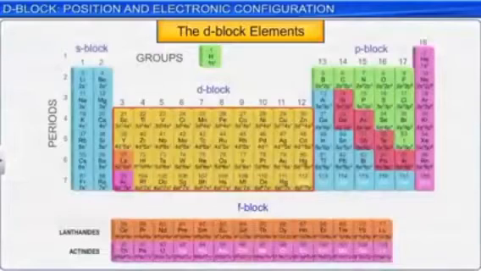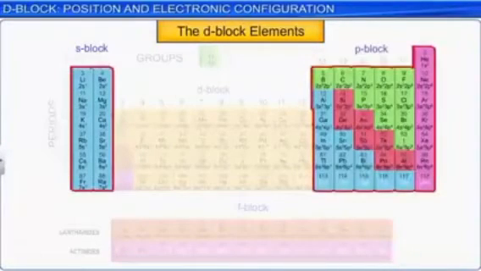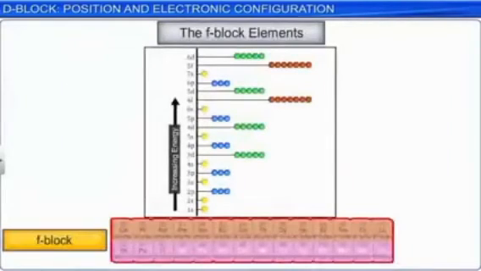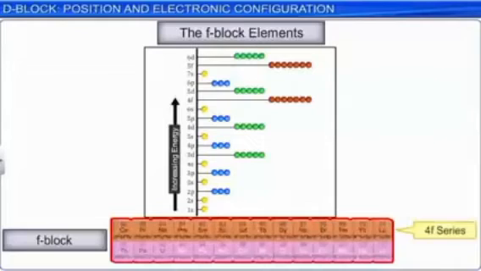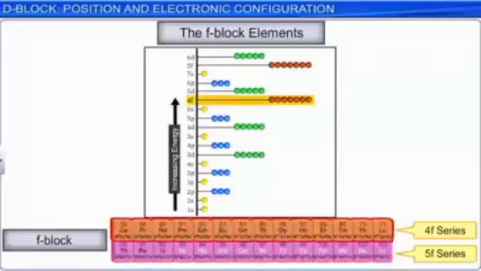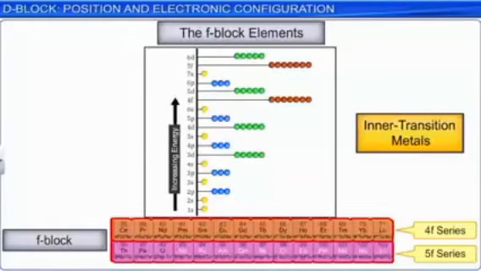As the D block elements lie between the S and P block elements, they are also referred to as the transition elements. The F block elements, on the other hand, include the 4F and 5F series of elements, in which the 4F and 5F orbitals are progressively filled. They are often referred to as the inner transition metals because they involve the filling of the inner 4F or 5F subshells.